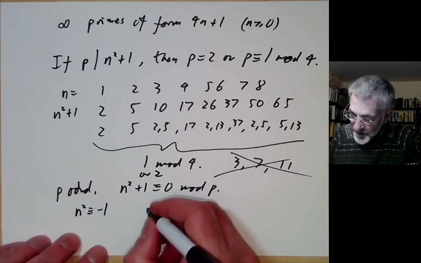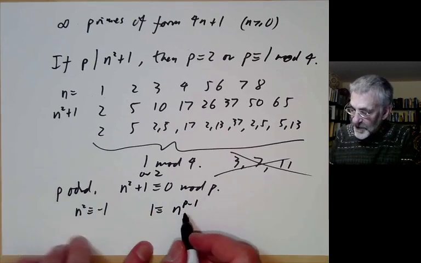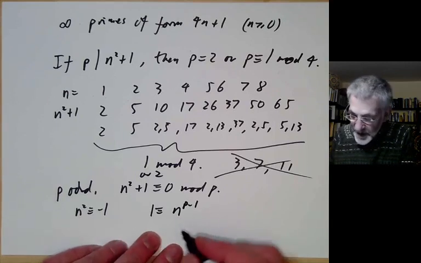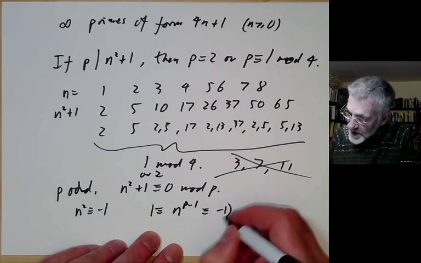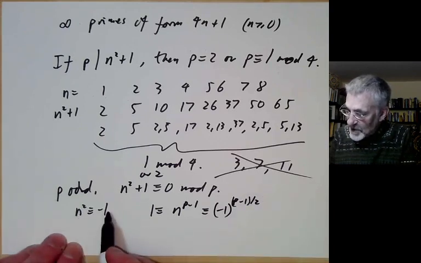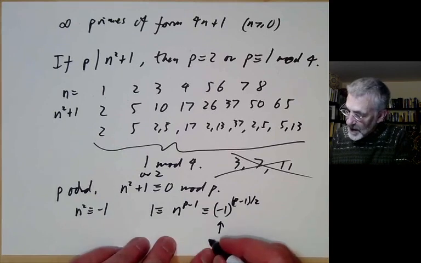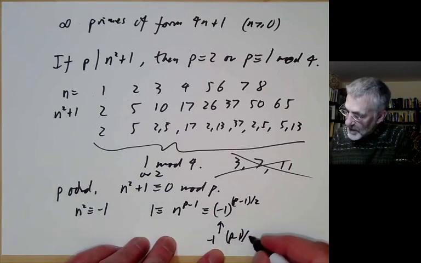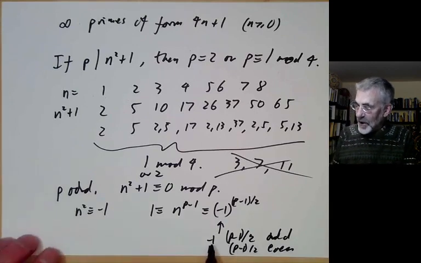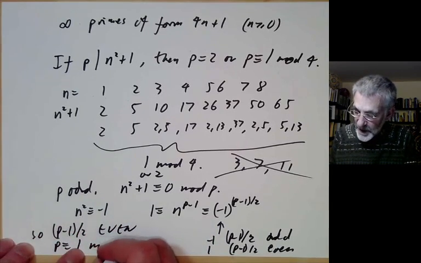On the other hand, we know from Fermat's theorem that 1 is congruent to n to the p minus 1 modulo p. Here we're just using that n is congruent to n to the p mod p and dividing by n. And this is congruent to minus 1 to the p minus 1 over 2 modulo p, because n squared is congruent to minus 1. So we must have 1 congruent to minus 1 to the p minus 1 over 2, and this is minus 1 if p minus 1 over 2 is odd, and 1 if p minus 1 over 2 is even. So it can't be minus 1, so p minus 1 over 2 is even, so p is congruent to 1 modulo 4.